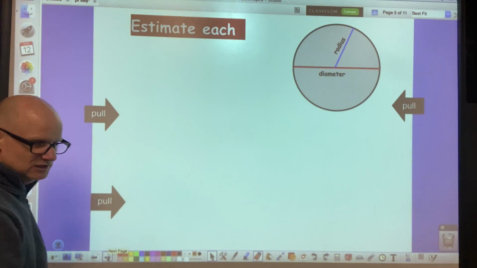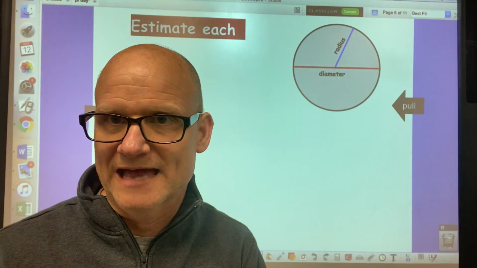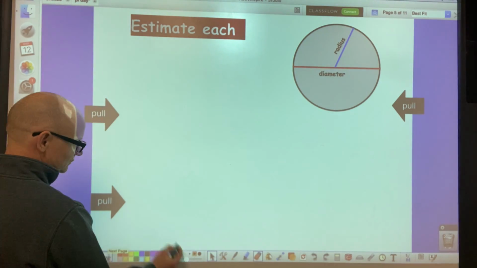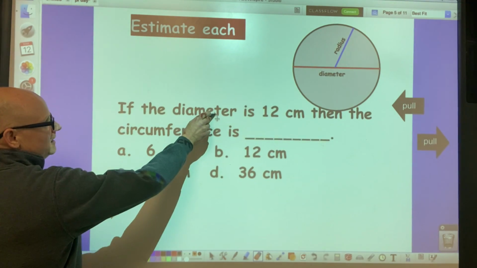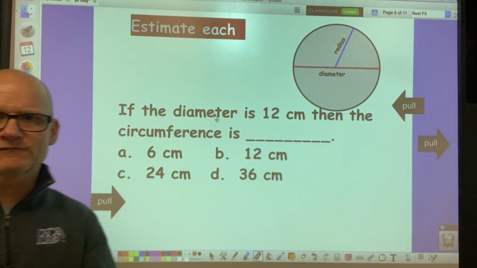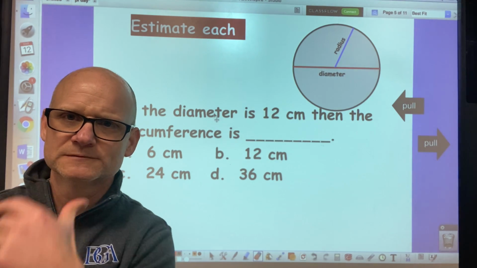So let's just use our math sense. Let's just estimate, okay? So if I ask you this question right here: hey, if the diameter is 12, then what's the circumference? Press pause. Think about this.